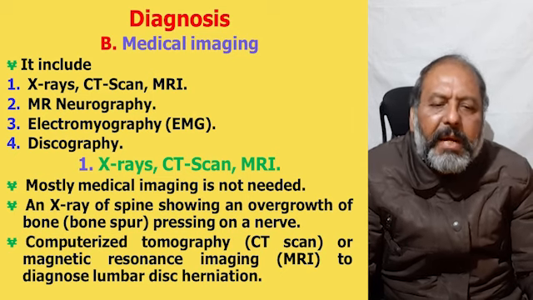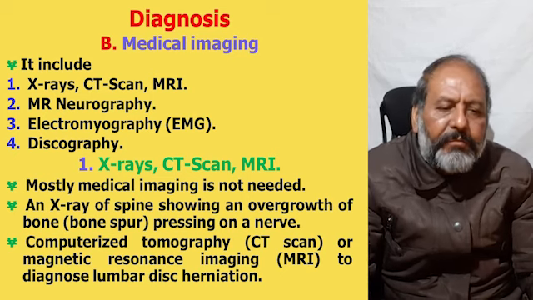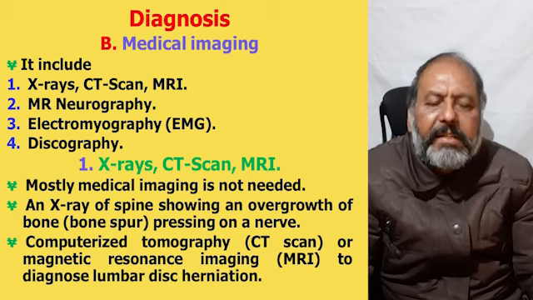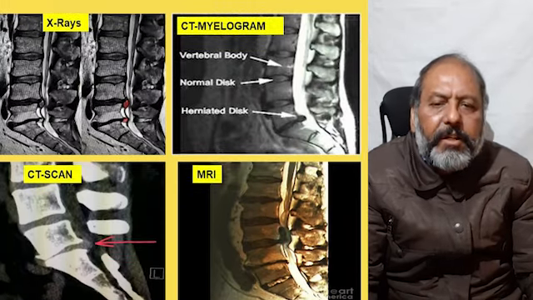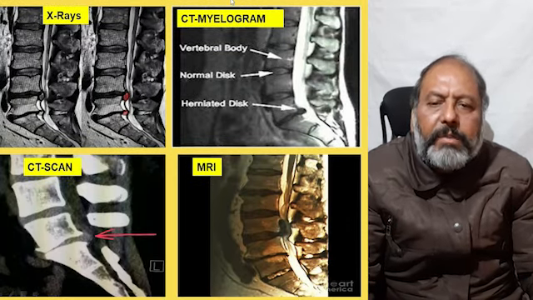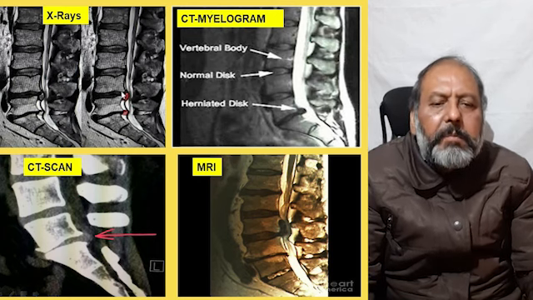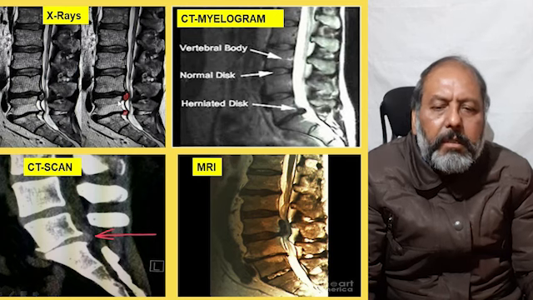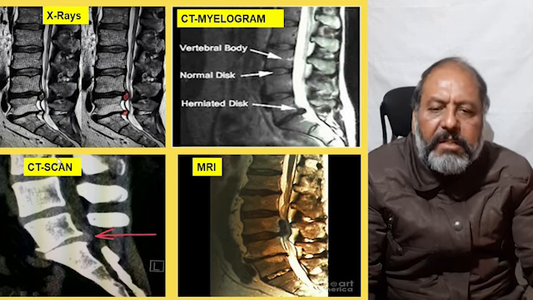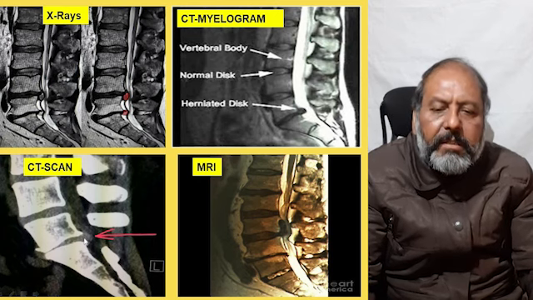An X-ray of the spine may show an overgrowth of the bone, or a bone spur pressing on a nerve. Computerized tomography, CT scan, or magnetic resonance imaging, MRI, is used to diagnose lumbar disc herniation. As one can see on the X-ray, there is bulging of the disc between these vertebral bodies, and here on the CT scan one can see more clearly the disc is bulging and pressing on the spinal nerves.